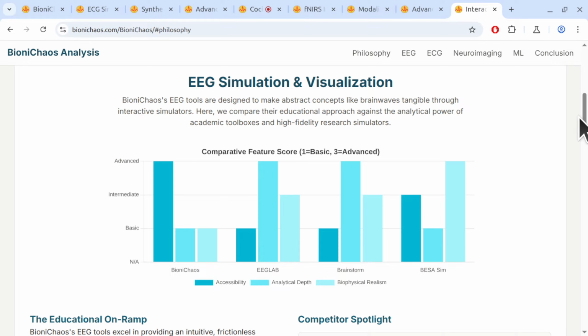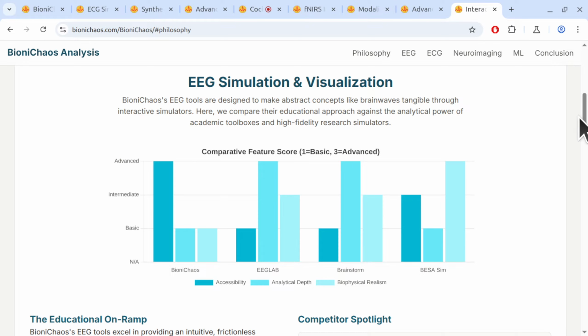And comparing it, TensorFlow.js itself is powerful, advanced 3, computationally but hard to use directly, basic 1, ease of use. Whereas other great learning resources, like the Google ML course, also aim for that high ease of use and conceptual clarity, both scoring advanced 3. So Bionic Chaos is in good company there.